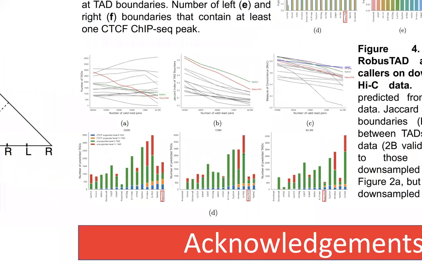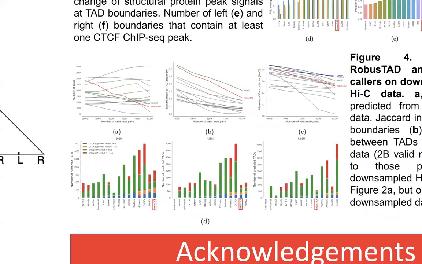Last, we saw how RobusTAD performs in handling low coverage Hi-C datasets. As we can see, with the decrease in valid read pairs, the number of TADs predicted by most tools also decreases. This is a good sign because it indicates that most tools are able to maintain a low false discovery rate. We compare TAD and boundary annotations to predictions from the full coverage dataset. We can see RobusTAD and several other tools are very consistent across sequencing depths. The last row shows that RobusTAD can detect more TADs that are supported by CTCF loops than alternative tools.